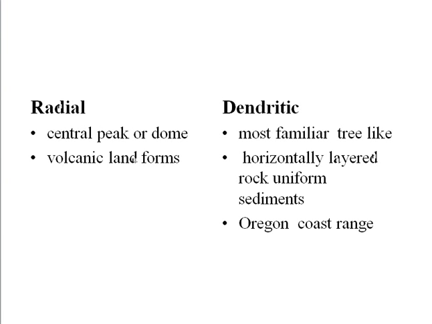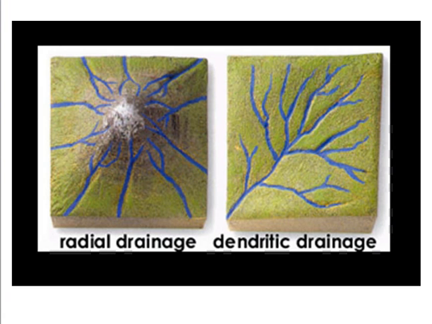So two I want you to be able to identify are radial and dendritic. Radial forms around a volcanic landform or a central peak or a dome. If you had a butte, you might see radial drainage patterns. Dendritic is the one I showed you earlier. It's very common. It looks like the veins on a leaf. And that happens when you have rock that's very uniform in its sedimentation and layering. So here's two examples.